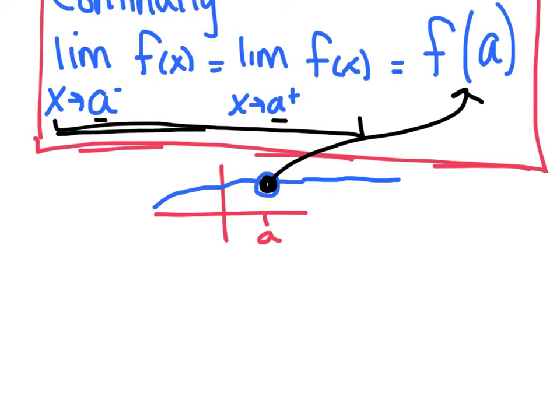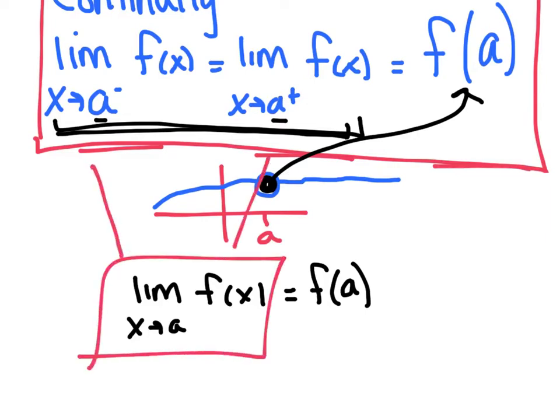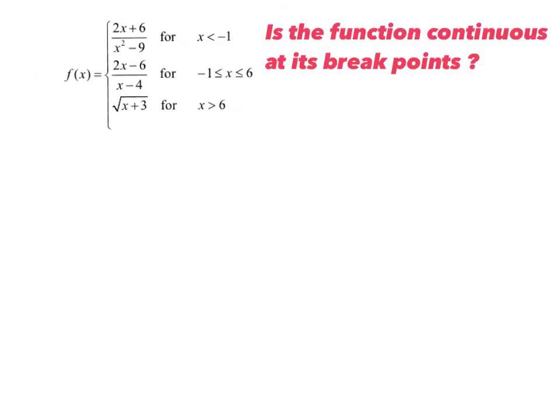When I say the left side equals the right side, I'm really saying that the general limit as x approaches a exists, and it's equal to f of a. In theory, this is saying the left side equals the right side equals f of a. Alright, so here's a typical AP question.